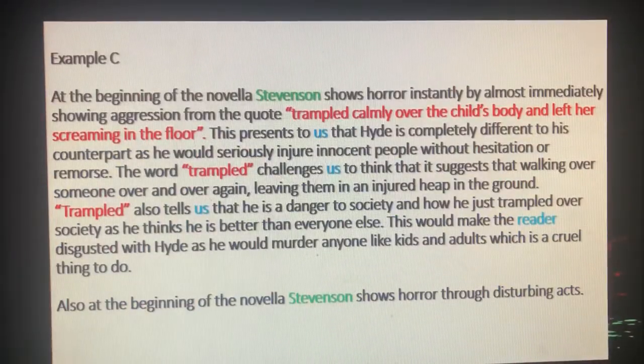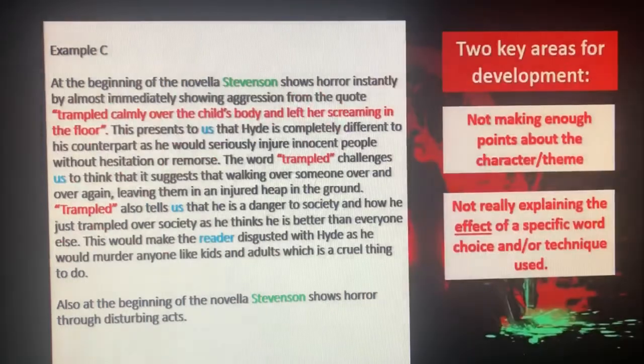Example C. You can see this has got a good quote to use, links a lot to the reader, and once again links once to Stevenson. I would give the following comments then. This candidate does not make enough points about the character or theme and doesn't really explain the effect of word choices.